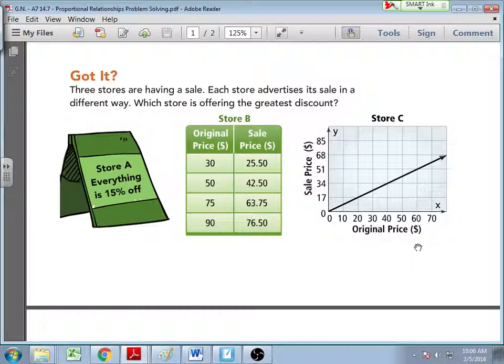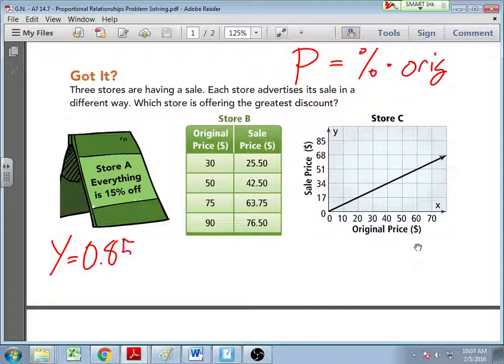This situation deals with discounts again. If something is 15% off, we want to discuss what we are going to pay. So I'm going to pay some percent of the original price. So if store A has everything 15% off, what percent am I going to pay? If it's 15% off, what percent of the original price do I pay? 85%. So Y here will be 85% of the original price, which we're just going to make the original price X.